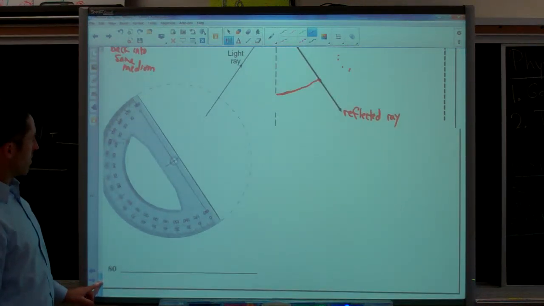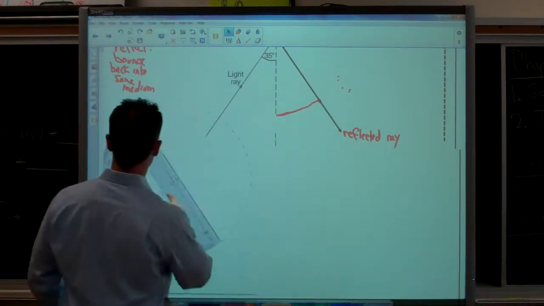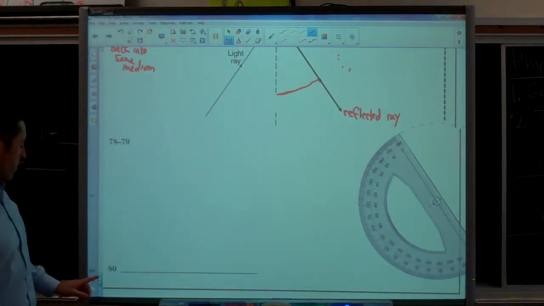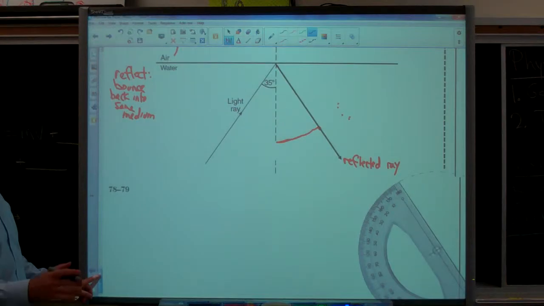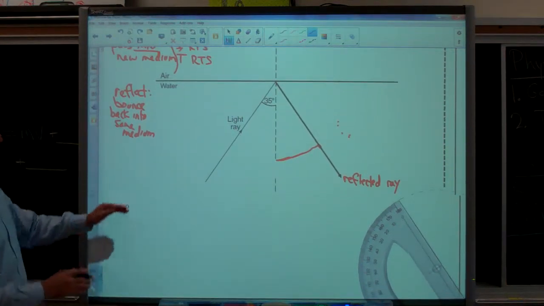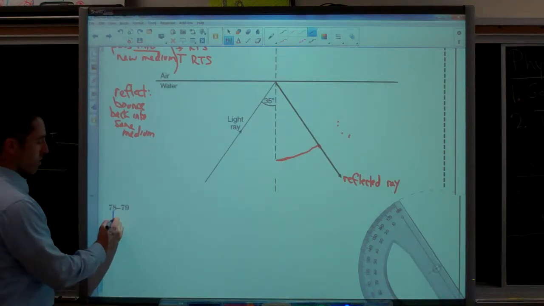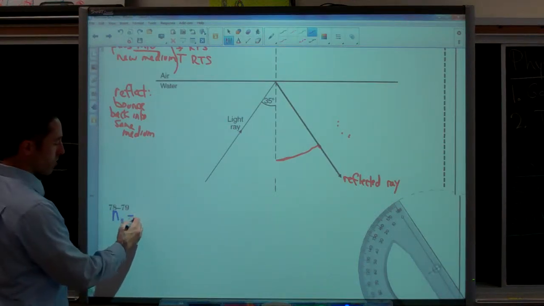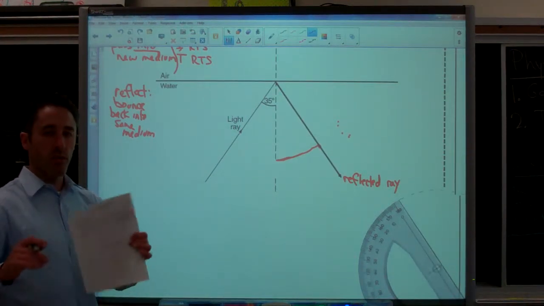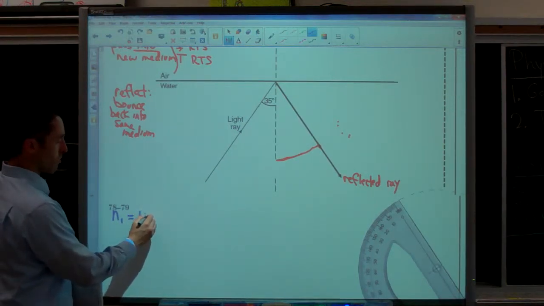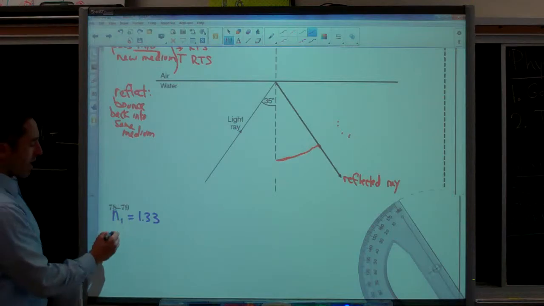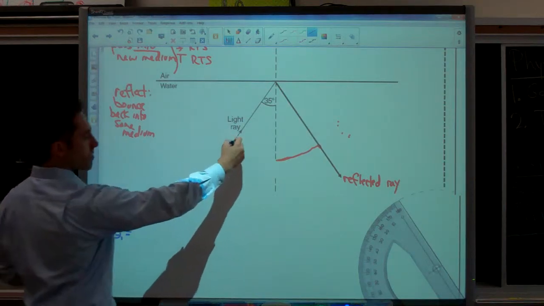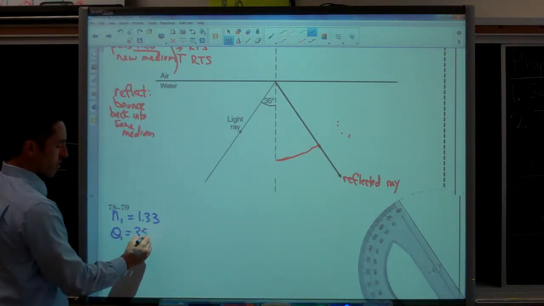Now, they gave us room to calculate this down here with questions 78 through 79. And so if you look, all of the materials, all the physical quantities that matter, they're all given to us. We're starting in water, so we know something about water. We know its index of refraction, and since we're starting in water, we can call that N1. N1 for water, you look it up on your reference table, and you will find that it is 1.33. The angle while the light ray is in water is always relative to the normal, 35 degrees.